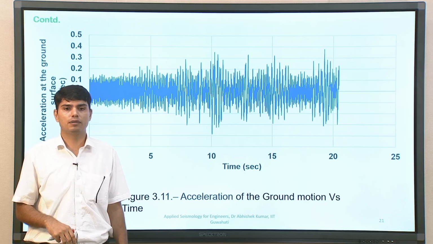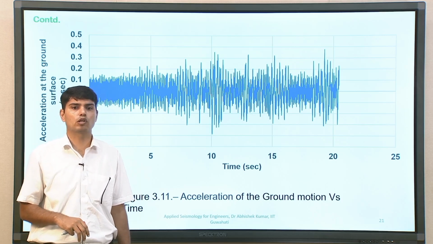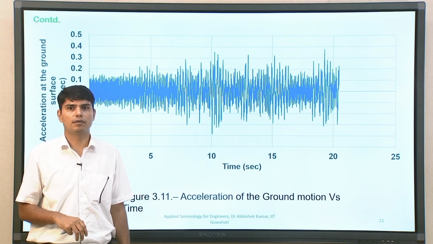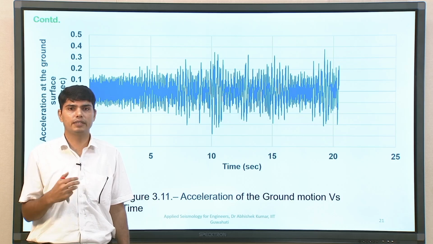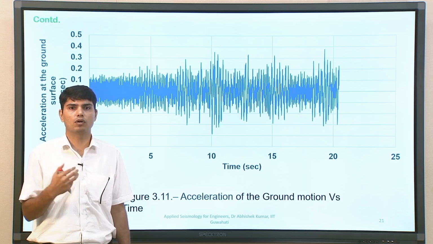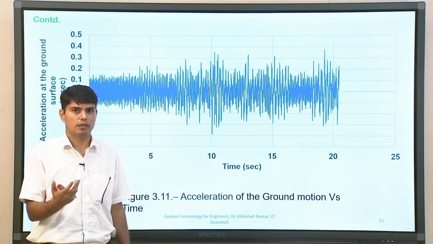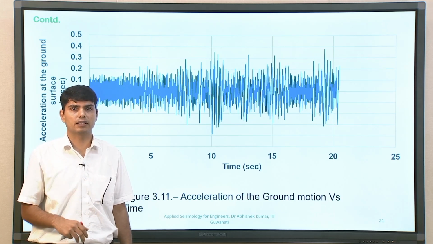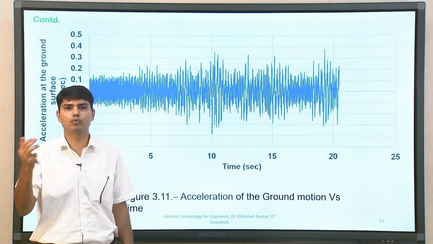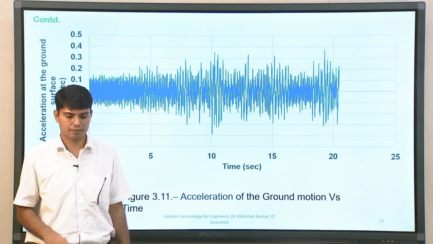So, thank you. With this we close this particular topic of undamped soil located over a rigid half space. We will try to solve one or two more examples related to damped soil over rigid half space and elastic half space, and then we will move to other methods. Thank you everyone.